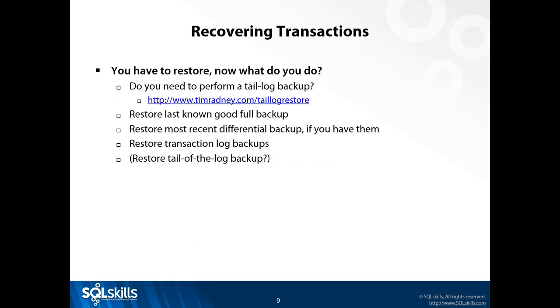So you have your full, you've been able to take a tail log, so you'll restore your last known good full backup. Then if you're doing differential backups, you'll apply the most recent differential and then restore your transaction logs since the differential, and then restore the tail of the log backup that you were just able to take. If you couldn't do the tail log backup, then your most recent full, differential if you have it, and then the log since the differential, or log since the last known good full.